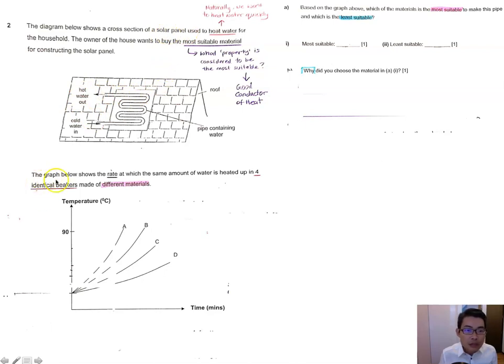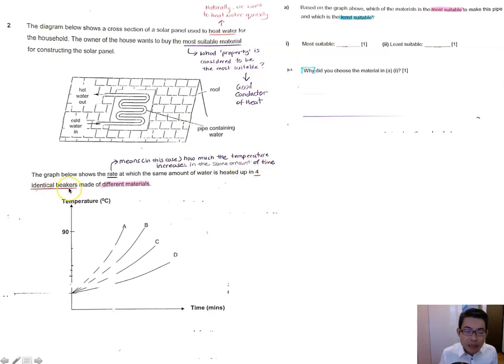Now let's look at the graph. The graph below shows the rate at which the amount of water is heated up in 4 identical beakers made of different materials. There are some words here that need to be unpacked, like the word rate. What does rate mean? Rate is usually not faster or slower. When you use faster or slower, you're talking about speed. So be very careful not to use faster or slower. Rate actually means, in this case, how much the temperature increases in the same amount of time. It's the amount of increase, or amount of decrease or change, in the same amount of time. That is the idea of rate.